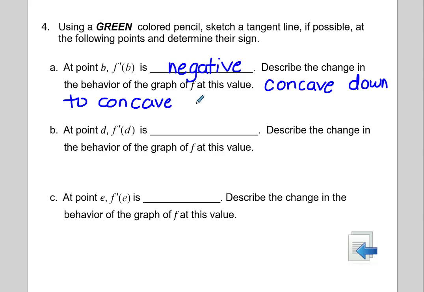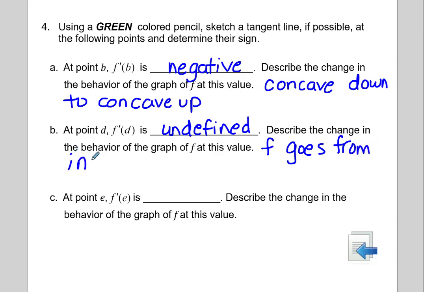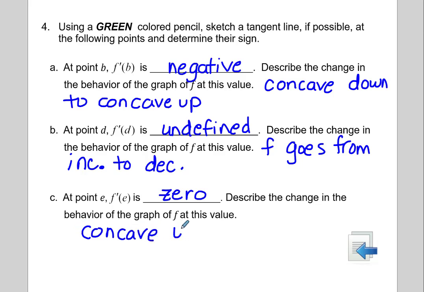And at point D, the f prime of D we said was undefined. That was a corner or a cusp. And we could say that f is going from increasing to decreasing. And at point E, the derivative was zero, and the graph was concave up, and then it changed to concave down.